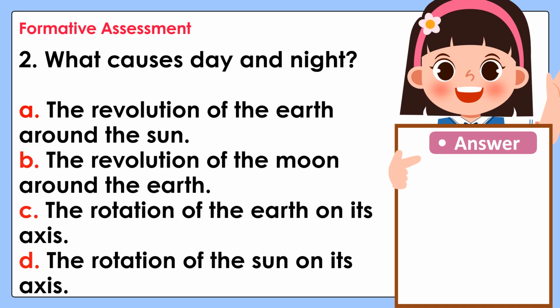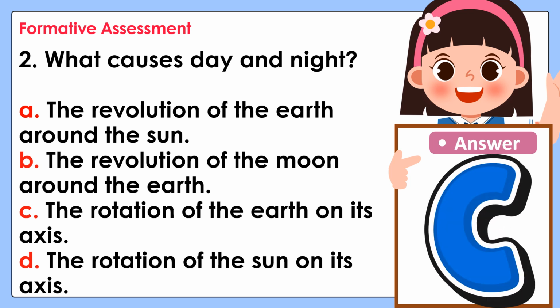Number 2. What causes day and night? A. The revolution of the Earth around the sun. B. The revolution of the moon around the Earth. C. The rotation of the Earth on its axis. Or D. The rotation of the sun on its axis. The answer is letter C, the rotation of the Earth on its axis.